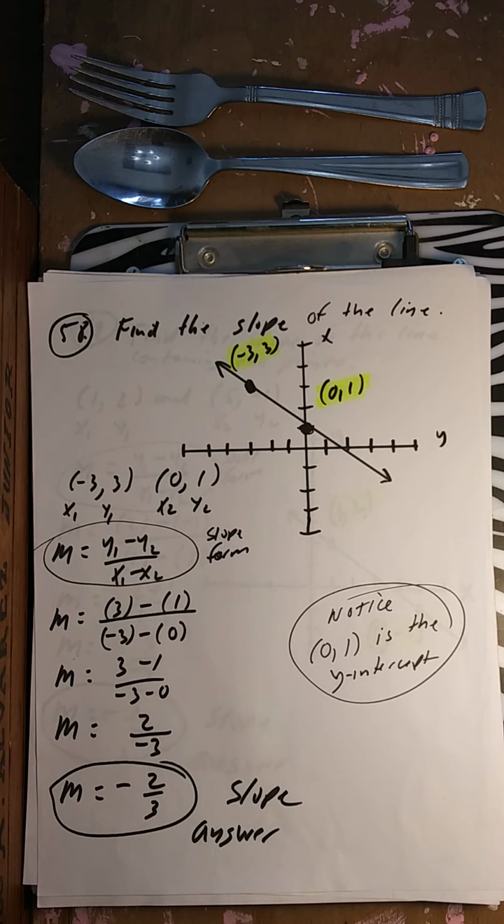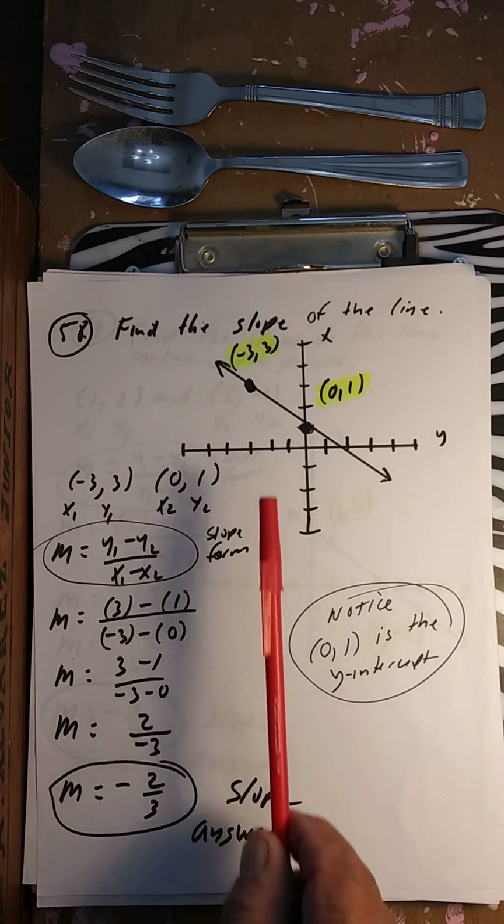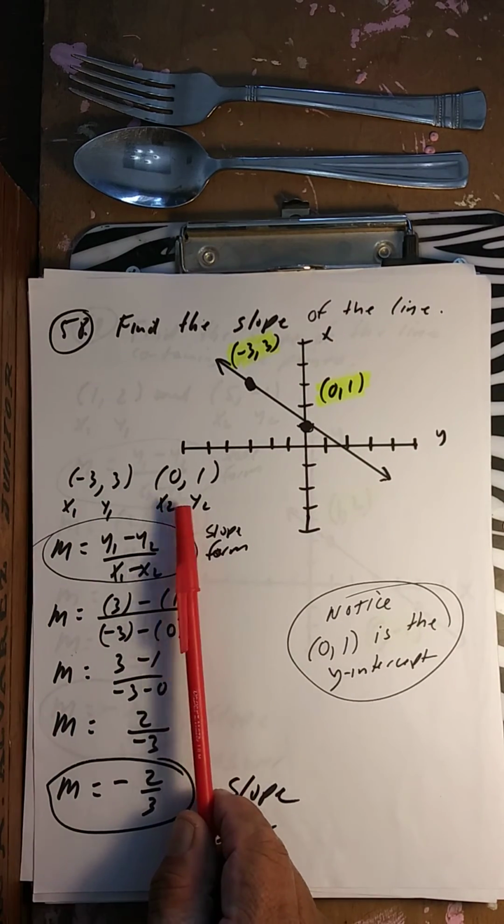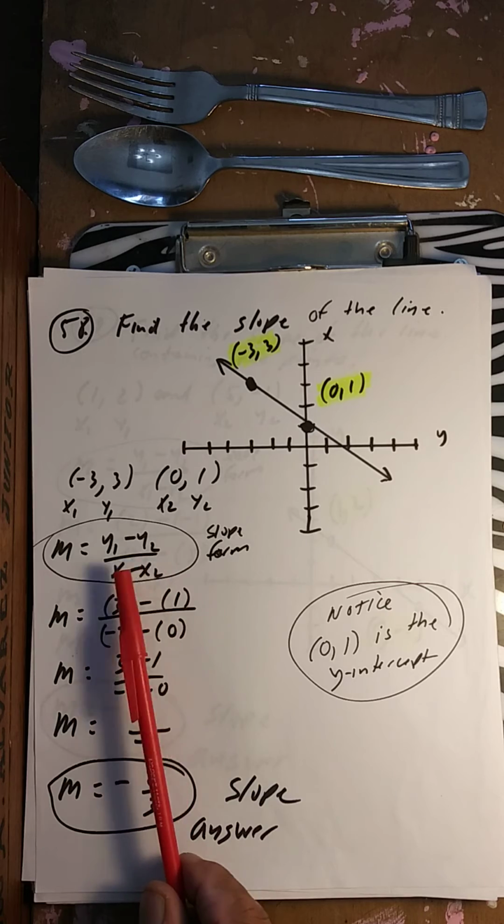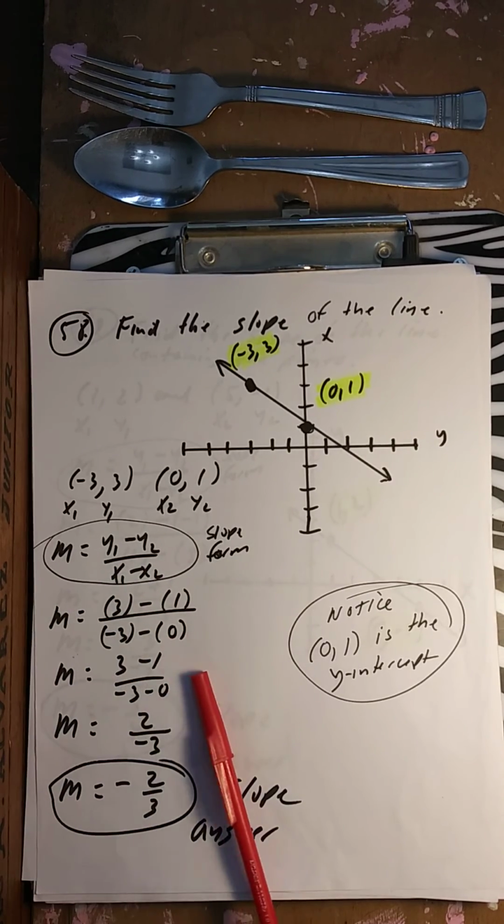Find the slope of the line. Okay. We're going to call this one x1, y1. This is x2, y2. Slope formula. There it is right there. y1 minus y2 over x1 minus x2. That's one way to do it. There's another way to do it too. But this is what we're going to use today.